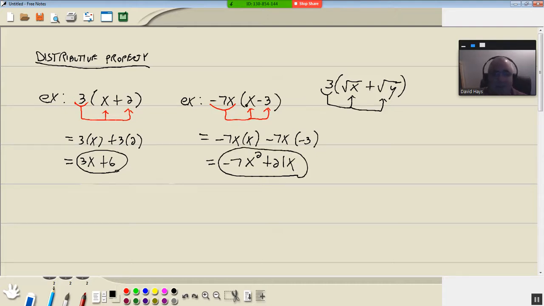Now you're not limited to just 2 terms inside, but you really should just have 1 term out in front. When you have something that looks like this, where you got 2 terms, x plus 3 times x minus 5, when you have 2 terms out in front, that's when you have to do something different. You don't use the distributive property.